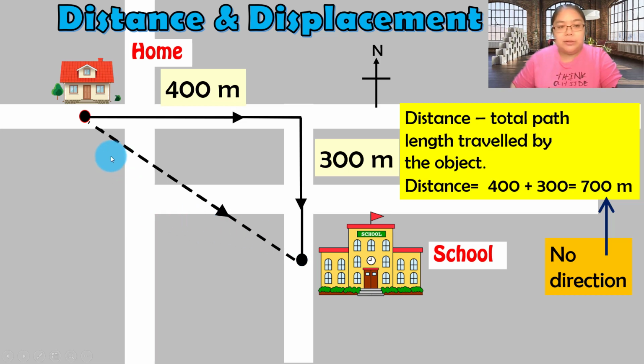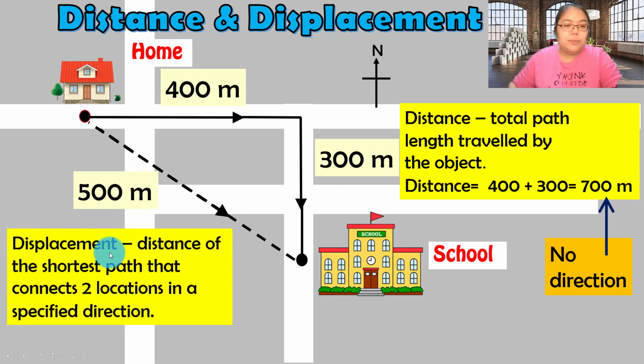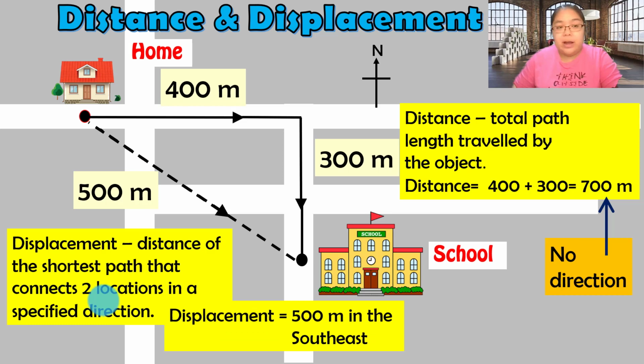So how do we measure the displacement? From this triangle, we use the Pythagorean theorem: 400 squared plus 300 squared, then find the square root. From here I get 500 meters. So displacement means the distance of the shortest path that connects two locations in a specified direction. That means you need to find the shortcut from the original point to the destination. So displacement equals 500 meters.